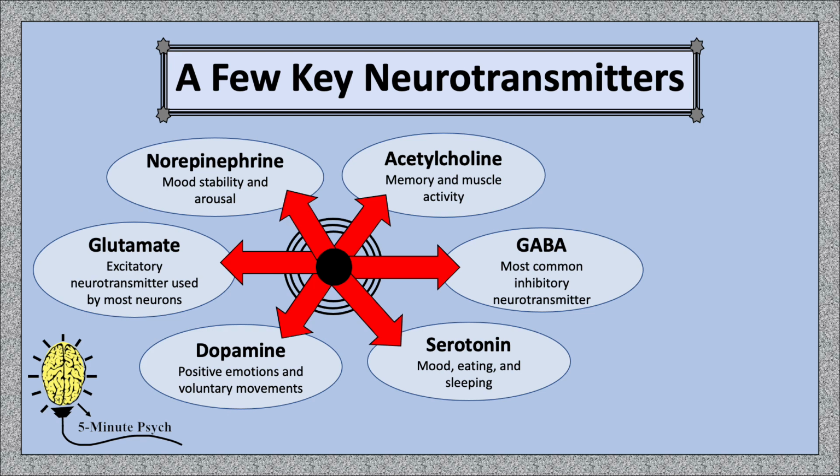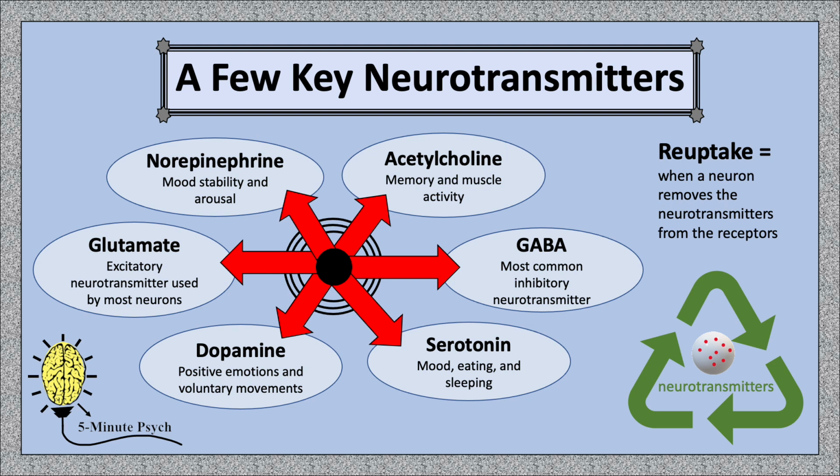Now, a neurotransmitter would impact the next neuron as long as it stayed in the receptor, and many drug treatments work by increasing or blocking these neurotransmitters. Normally, our system uses reuptake to remove the neurotransmitters from the synapse. Yes, our brain recycles neurotransmitters.